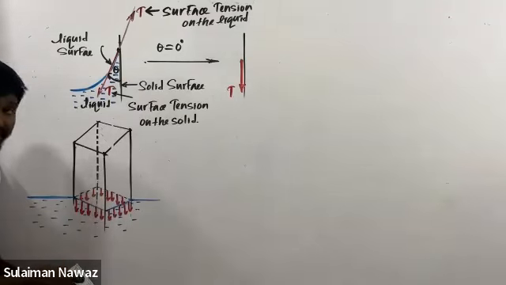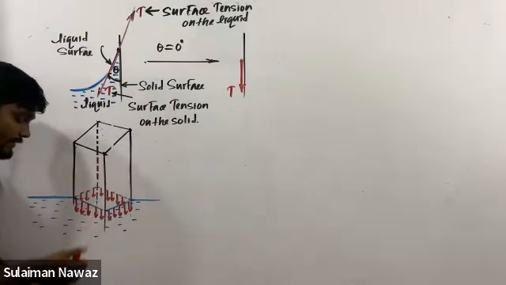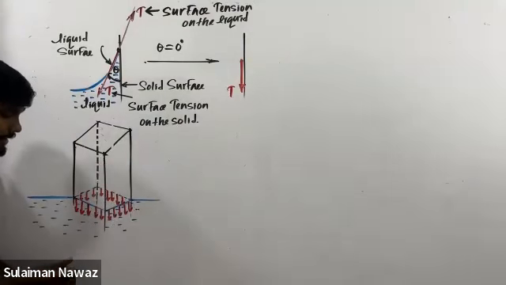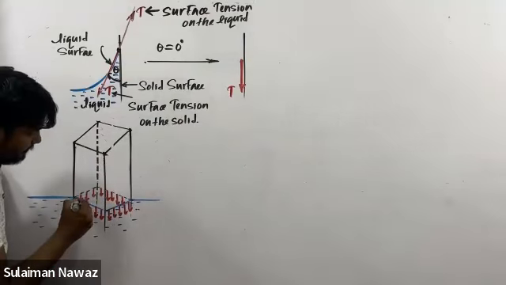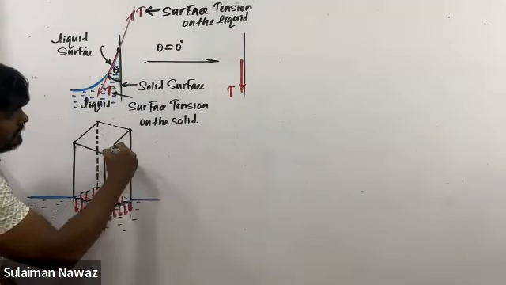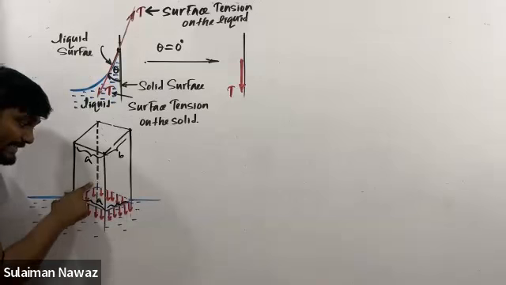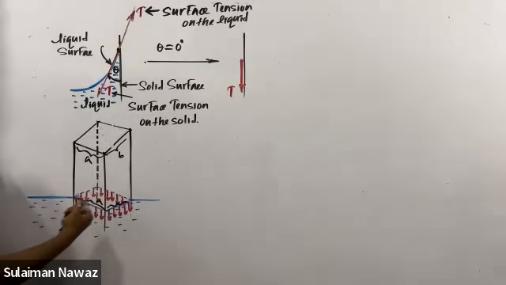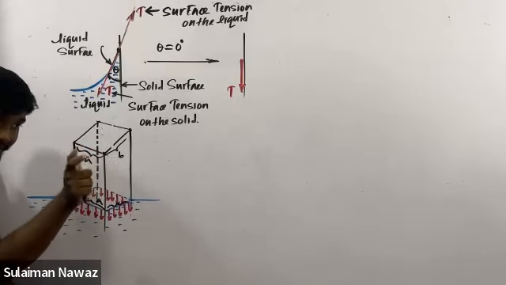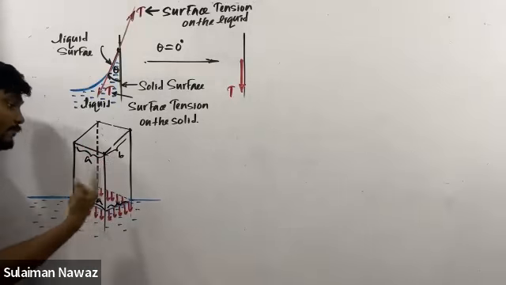Then my question is, what is the resultant surface tension force acting on the solid? Say the length and width are simply a and b. What is the total length of this solid which touches the liquid surface? 2a plus 2b. Surface tension means tension force acting per unit length. The total length of the solid which touches the liquid surface is 2a plus 2b.